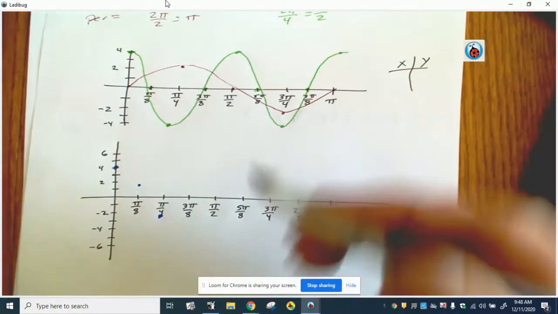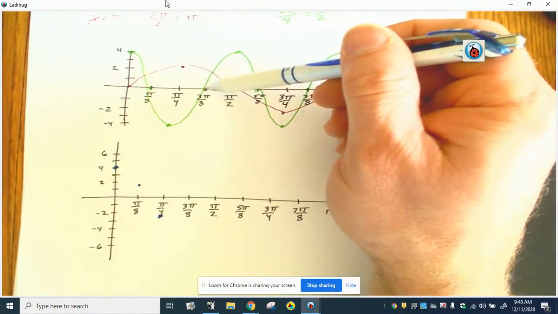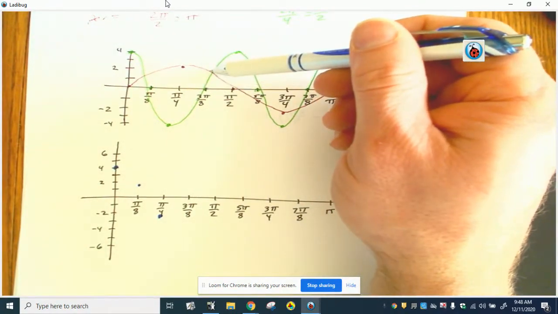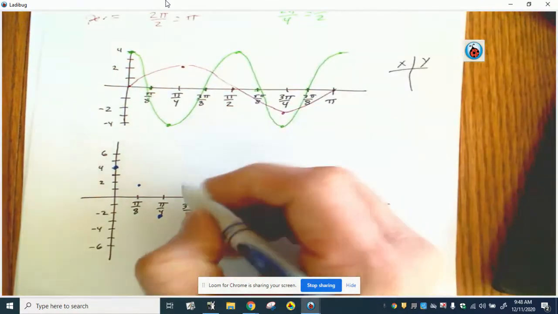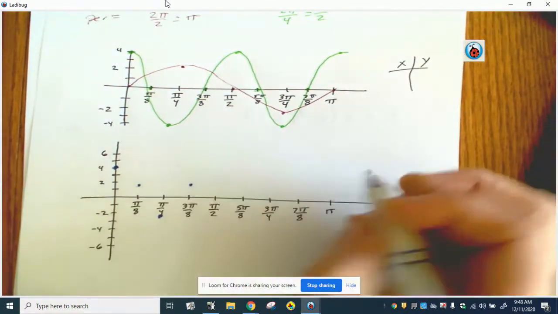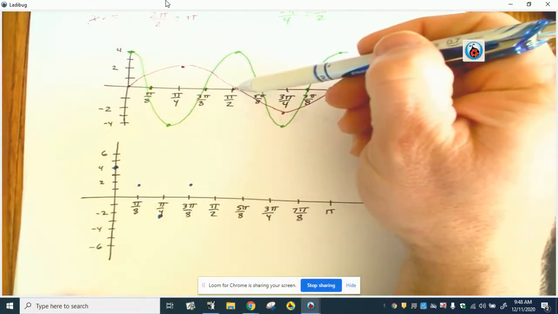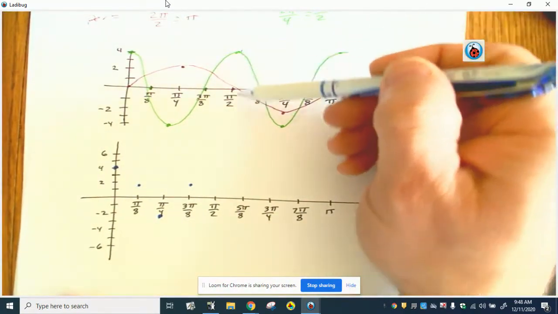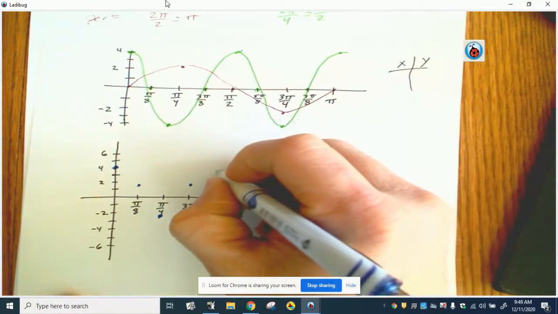Okay. This point's at 0. This one is between 1 and 2. So we're probably going to be between 1 and 2 again, probably about the same height we were there. Here we're at 0. Here we're at 4. So down here we'll be at 4.